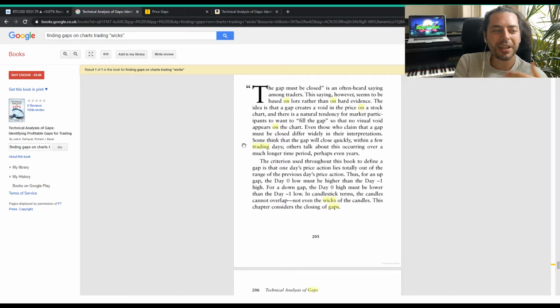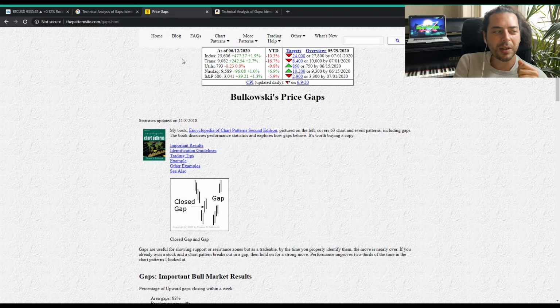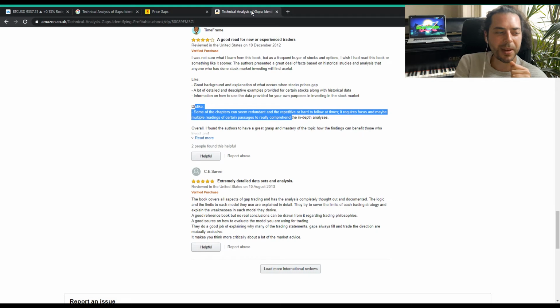We'll be looking at that book here. You can get it on Google Books because you just have to search for finding gaps on charts trading wicks, for instance, and we'll come up with this book. And we'll also use Bulkowski and his website here. Cheers, Thomas, once again for your fantastic website. We'll just run through a couple of things real quick and explain what gaps are.